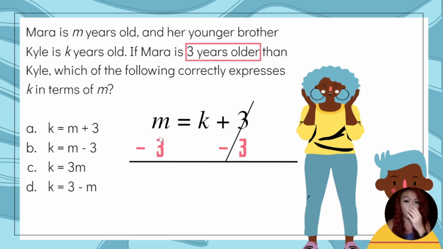We cannot subtract 3 from M because they're not like terms. M is a variable. Negative 3 is a constant. So M minus 3 is simply just M minus 3, which is equal to K. And that is choice B.